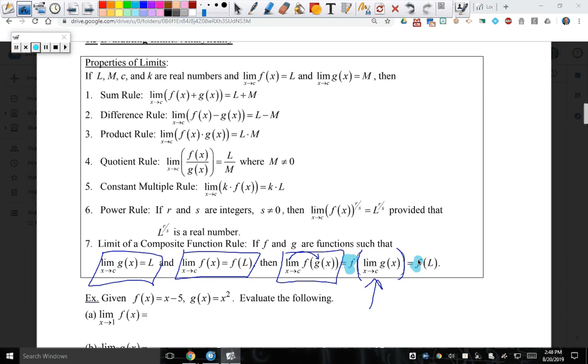A quick review of composite functions. Quick review. If I have something that looks like this.